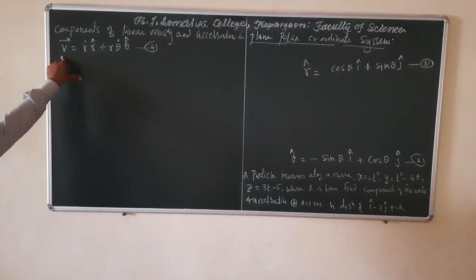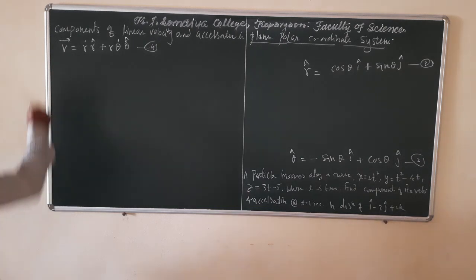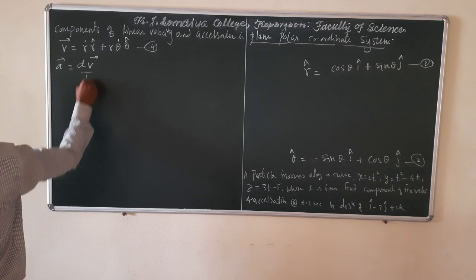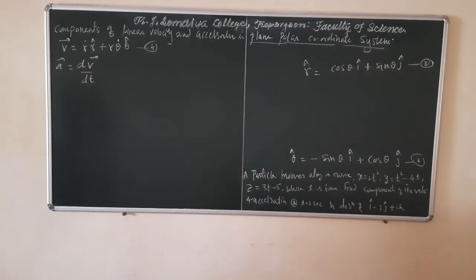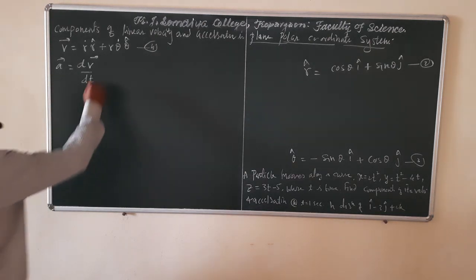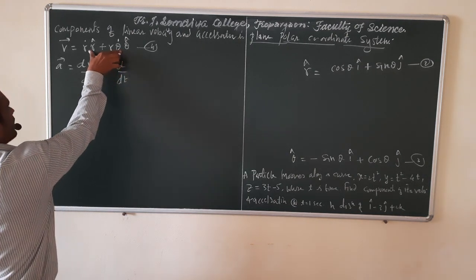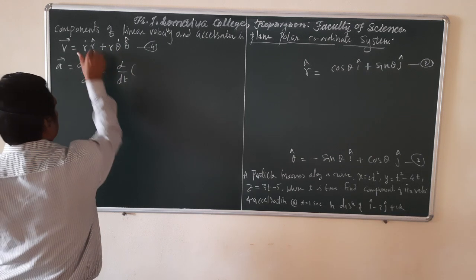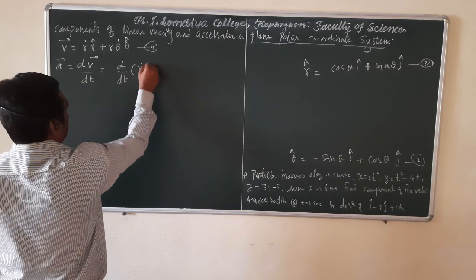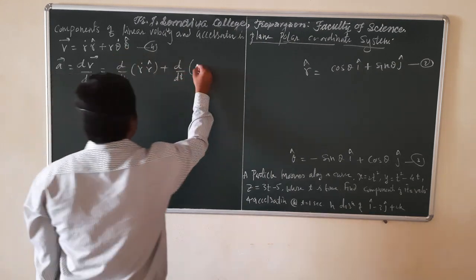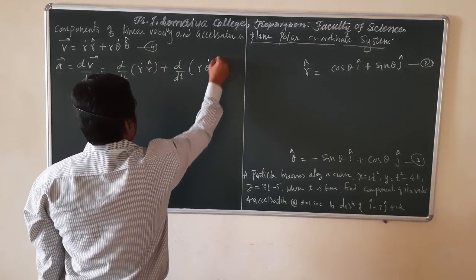To find the equation for acceleration, we know that acceleration is the rate of change of velocity. So, acceleration is written as dv upon dt. Okay. So, from the above equation, which is equation 4, this is equal to d by dt of, we have to take the derivative of the first term, which is r dot into r cap, plus the derivative of the second term, which is r theta dot into theta cap.